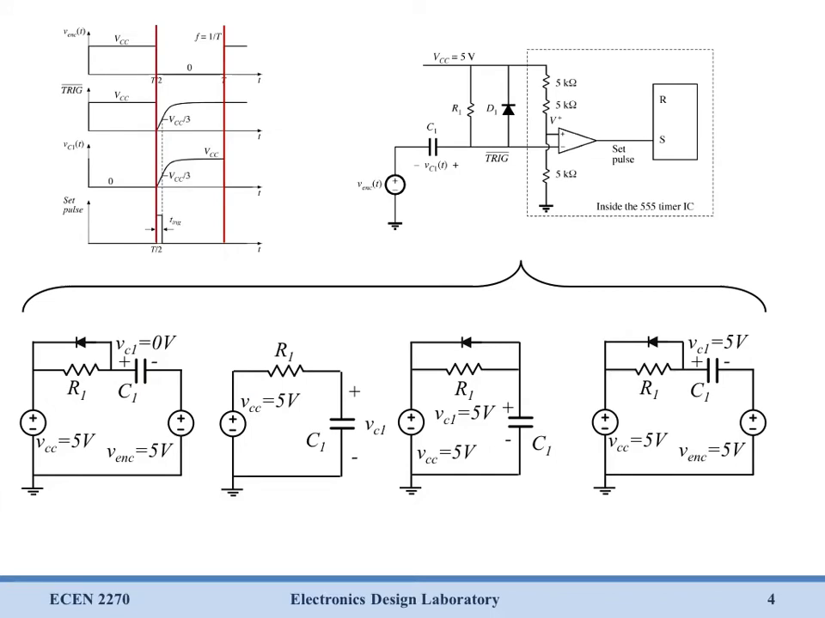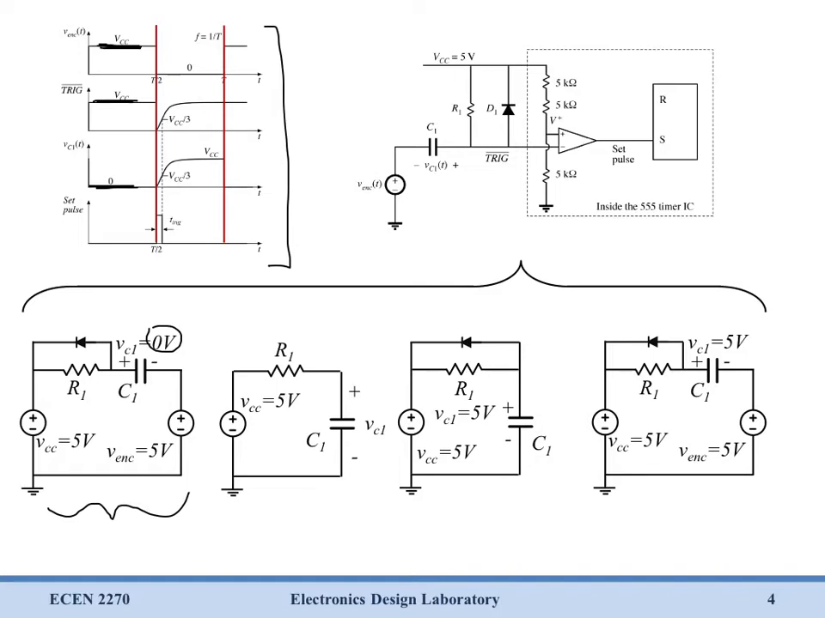Now as this circuit is operating, it transitions through 4 different states. We've highlighted these with the red lines on the plot over here. Initially, in our first state, VCC is high. We have our encoder signal sitting at 5 volts, trigger is sitting at 5 volts, and our capacitor is sitting at 0 volts. In this state we can draw an equivalent circuit seen down here. This is our first equivalent circuit. We have an encoder at 5 volts, we have VCC at 5 volts, and our capacitor voltage is 0 volts.